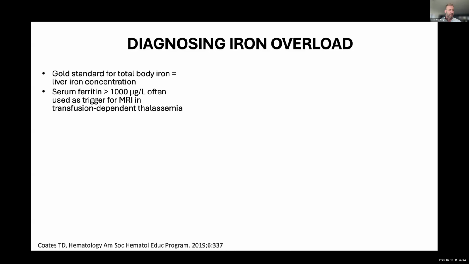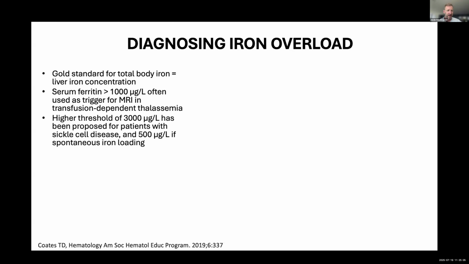The ferritin is a very rough estimate of how much iron is in your liver, but it's a rough estimate. There are many things that can affect your ferritin and throw that off. But roughly speaking, once your ferritin is greater than 1,000 in transfusion-dependent thalassemia or beta thalassemia, we think we should probably start checking the liver to see how much iron is there. 3,000 has been proposed as the threshold for sickle cell disease because sickle cell is a more inflammatory condition, and inflammation drives the ferritin up.